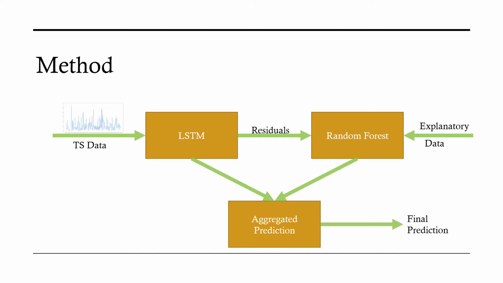These residuals are then fed to random forest as a target variable, and random forest uses the explanatory data from the transactions, for example, the average price per unit for a product and the number of customers who bought that product on that day. Such explanatory data is used by random forest to predict these residuals. Finally, while predicting the future forecast, the aggregation of both the results is our final result.